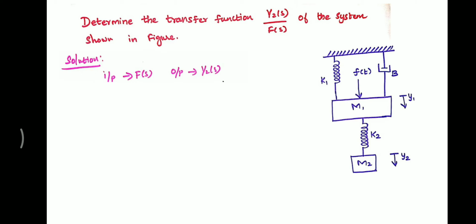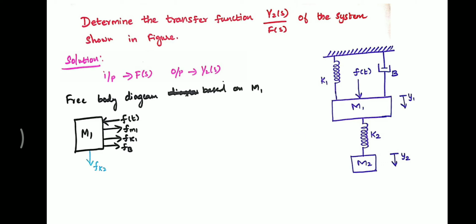In the problem statement itself they have told that y2 of s divided by f of s is required. So this is the transfer function equation. By observing this equation we can say that output for the system is y2 of s and input for the system is f of s. So we solve the problem by drawing free body diagram. There are two free body diagrams. First, we are drawing the free body diagram based on mass 1.